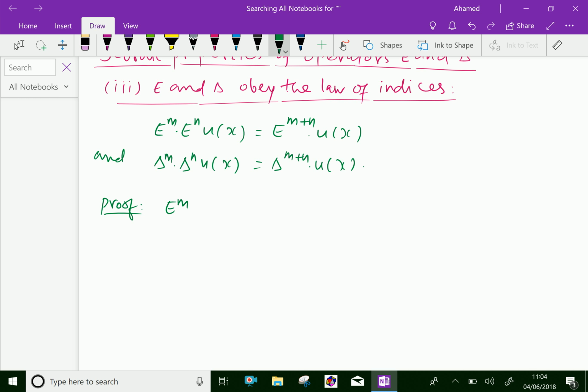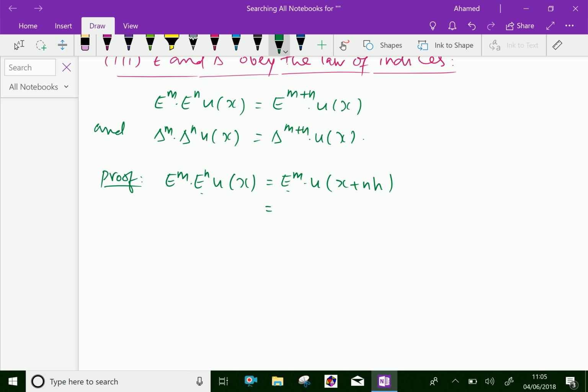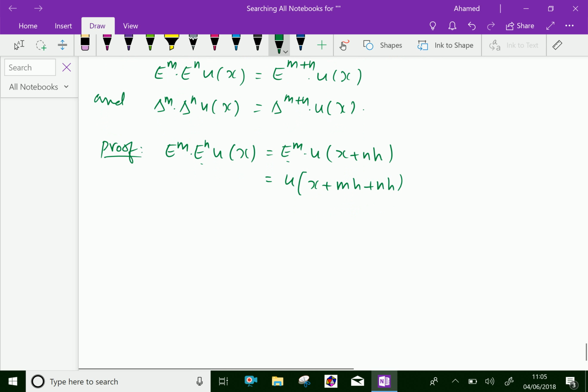E^m E^n u(x): we write E^m as it is and operate with E^n on u(x), which gives u(x + nh). Further operating with E^m, we get u(x + mh + nh), which is equal to E^(m+n) u(x). Thus we proved the first one.